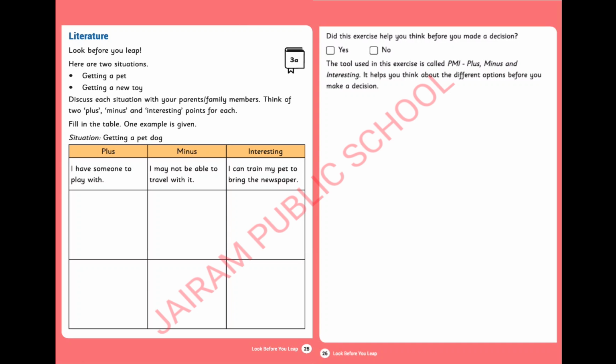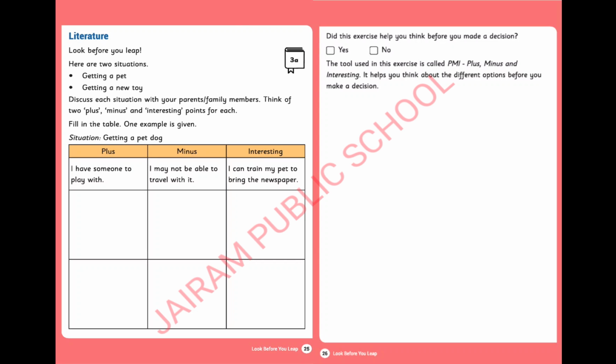Okay, they have given two situations. We are going to think about the situation and we are going to think about the plus, minus and interesting points of each situation. Then we are going to take the decision. We are going to take the good decision. Okay. First situation is getting a pet. Number 2 is getting a new toy.